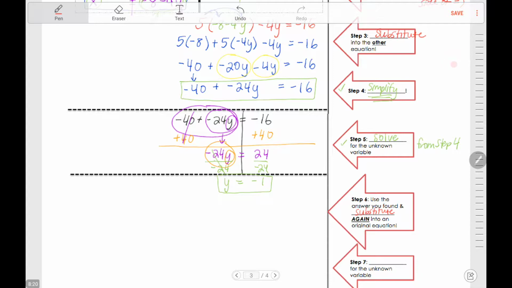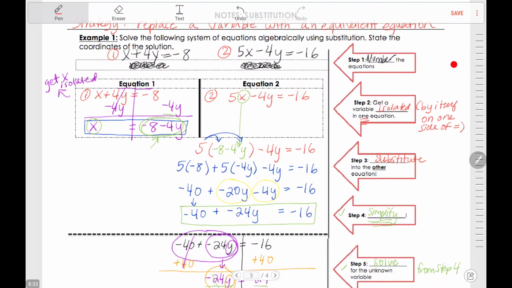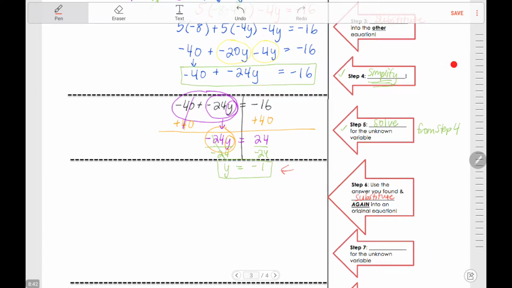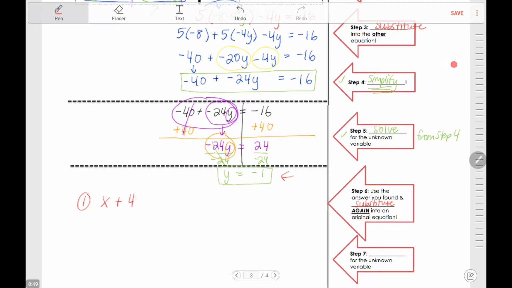So step 6, use the answer you found, so use the y equals negative 1, and substitute it again into an original equation. That means I can plug in negative 1 into either equation 1 from the very top or equation 2. I'm going to choose equation 1 because it just looks like an easier equation. So equation 1, I'm just going to copy that again, was x plus 4y is equal to negative 8.